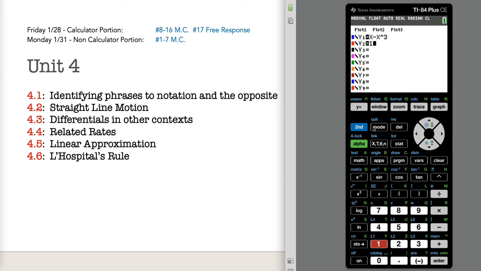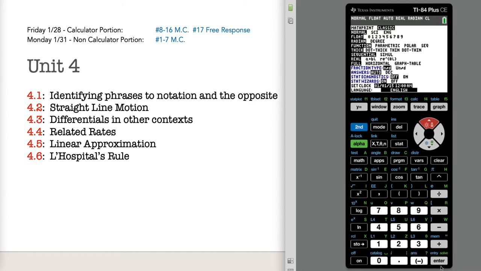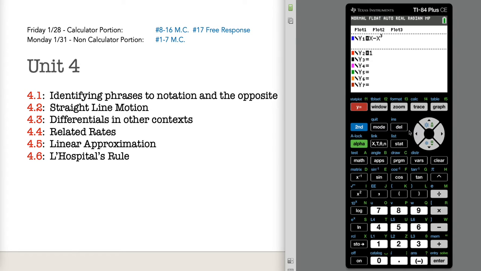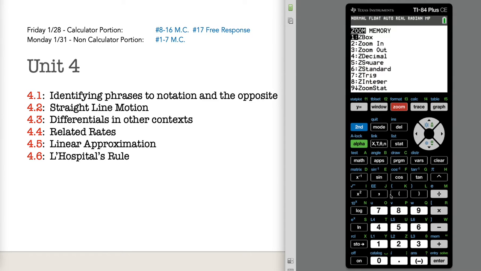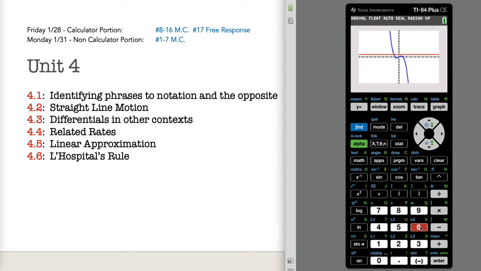I forgot to change my mode back. There we go. So you've got y minus y cubed equal to 1. And if you graph this, well, that's a great graph. You're specifically going to want to find where they cross. So I'm going to have to change my window back to negative 10 to 10. If you hit zoom standard 6, that goes negative 10 to 10. So I can see that they cross right there.